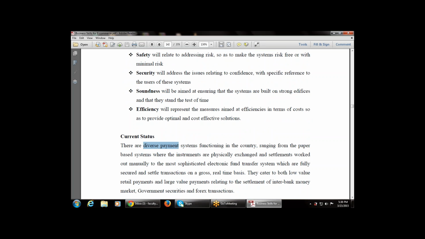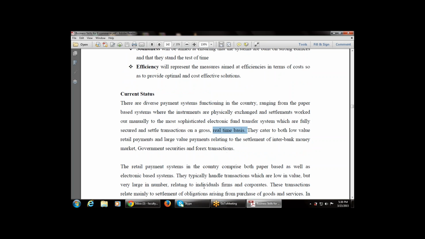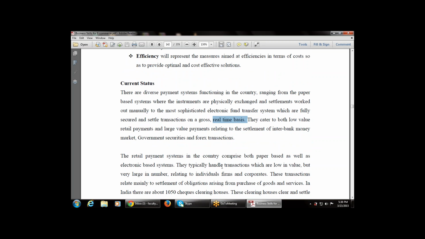There are diverse payment systems functioning in the country, ranging from paper-based systems, where the instruments are physically exchanged and settlements worked out manually, to the most sophisticated electronic fund transfer systems, which are fully secured and settle transactions on a gross real-time basis. That is the current status of India. The retail payment system in the country comprises both paper-based as well as electronic-based systems.